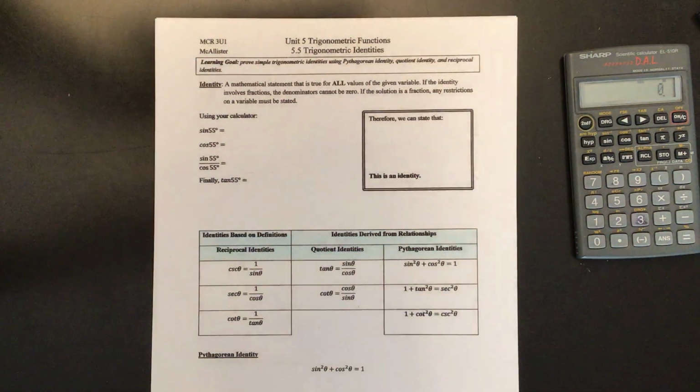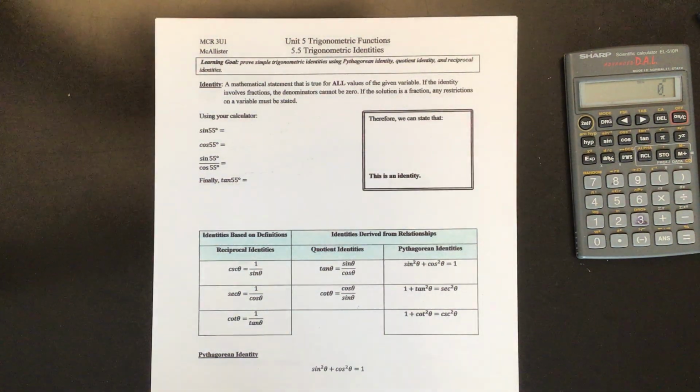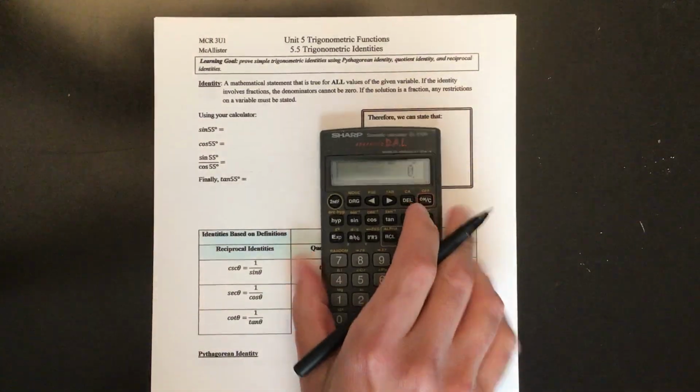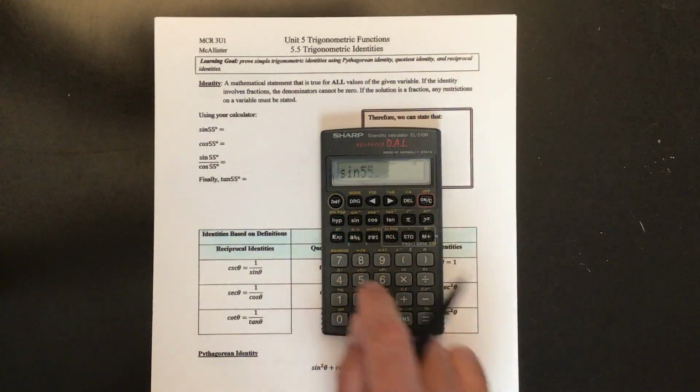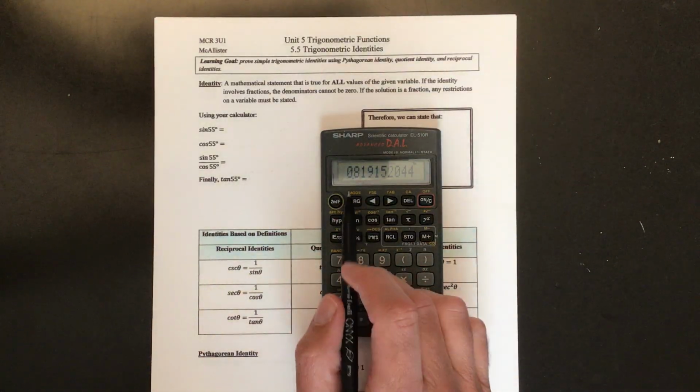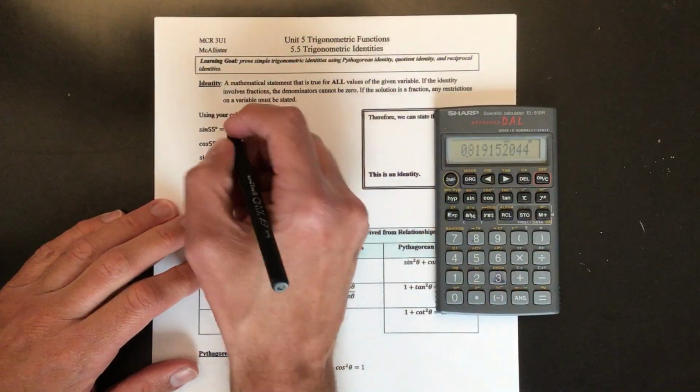Lesson 5.5, Trigonometric Identities. Now, grade 11, we're looking at an intro to trig identities. Of course, you'll be doing much more with this next year in advanced functions. So let's start off by looking at the sine of 55 degrees on our calculator. If we type in the sine of 55, we get this as our decimal. We'll round that to 0.8192.